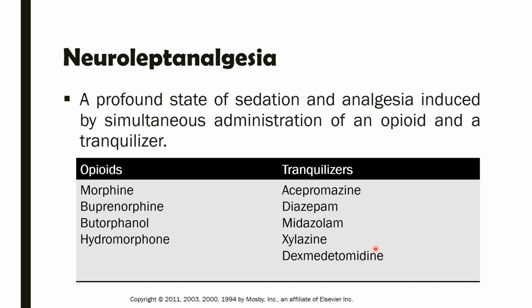Our most common combination to produce neuroleptanalgesia is, for example, dexmedetomidine or medetomidine and hydromorphone. So we can combine them in order to produce neuroleptanalgesia. Of course, these are dexmedetomidine, these are alpha-2 agonists. And again, we can combine them with our opioid in order to produce neuroleptanalgesia.